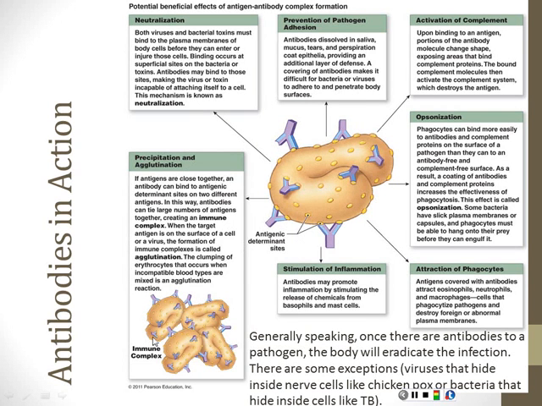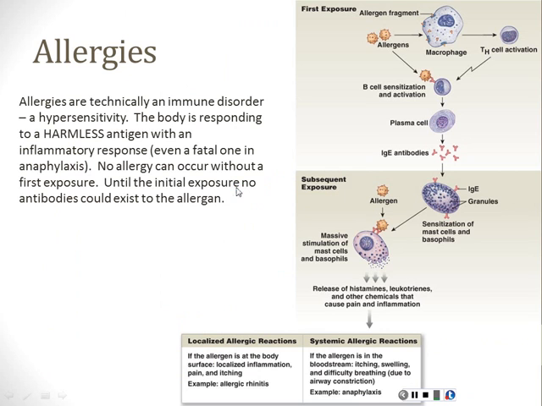Now, how is that a good thing? If antigens are all stuck together, it means they're all in a very small space. They're in less space, so they can do less damage because they're around fewer cells. That's called precipitation or agglutination. All right, so we have tons of effects of antibodies in action.